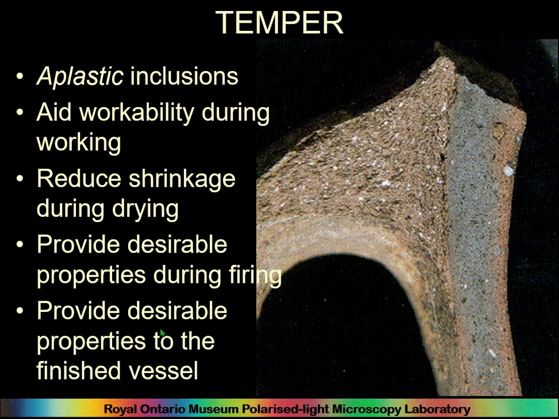It has been suggested it creates porosity, which I believe is incorrect, but it does, for instance, if there's a lot of voids from plant fiber, make the vessel lighter. But mostly the advantage of plant fiber is that it's very easy to add a lot of plant fiber. It doesn't create a lot of problems, and when it's fired it goes away, so it's not going to provide undesirable properties to the finished vessel.